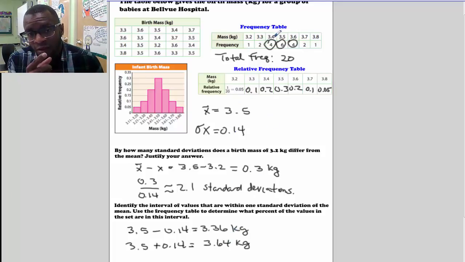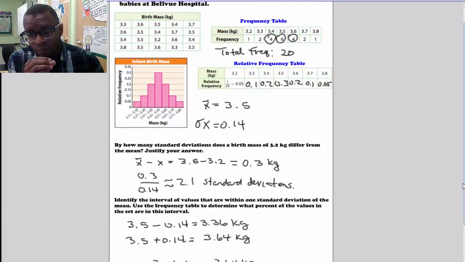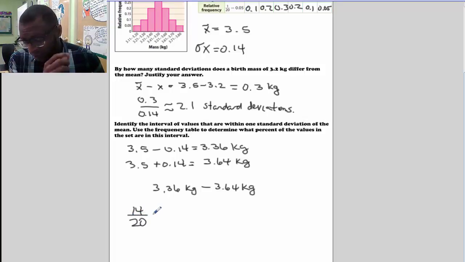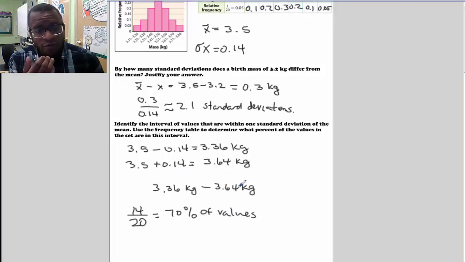So if I take the sum of these, I get 6 and 4 is 10, and 4 more, I get 14. So we have 14 values that are in that range out of the total 20 values. And so that approximately gives us 70% of the values are in this range of values from 3.36 kilograms to 3.64 kilograms.